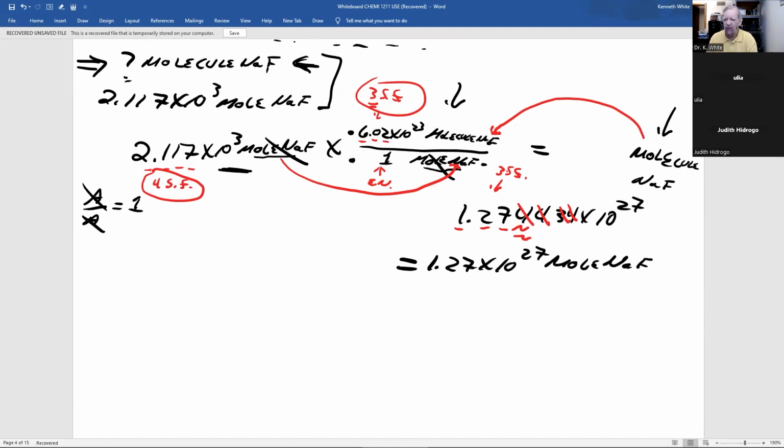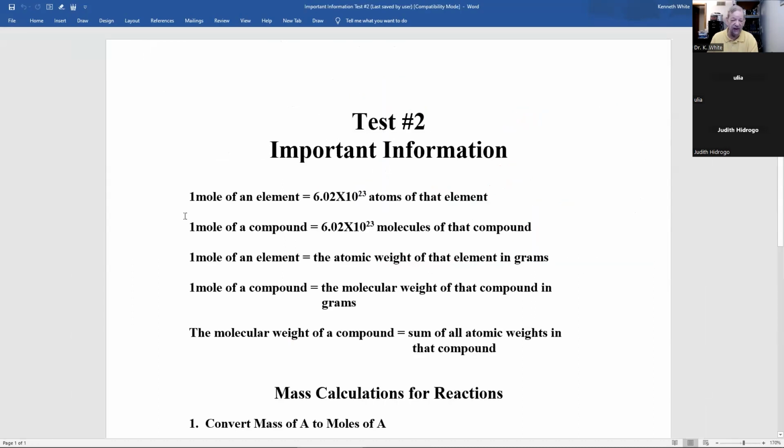unit analysis. What we're trying to get to goes on top of the ratio units. What we're trying to get rid of goes underneath. Where do we get a relationship between moles of a molecule and molecules of a molecule? NaF is a molecule, or a compound. And if you forget, you can go to important information. 1 mole of a compound equals Avogadro's number, 6.02 times 10 to the 23rd molecules of that compound. And that's where we get those numbers we put in here.